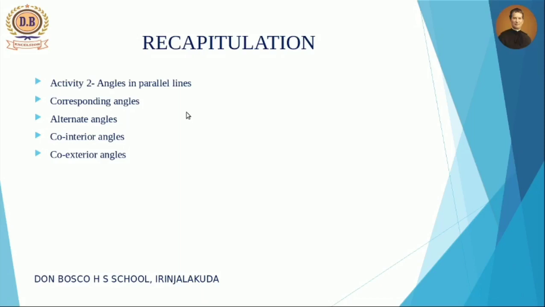Now let's summarize. Today we have done our second activity, that is angles in parallel lines. We have drawn two parallel lines, then another line that intersects these two lines. With the help of intersect tool, we have found out the intersection points of these lines. Then using the angle tool, we have measured all the angles in between these lines. Then we have found that always the corresponding angles will be equal, alternate angles will be equal, sum of co-interior angles will be 180 degree and sum of co-exterior angles will be 180 degree.